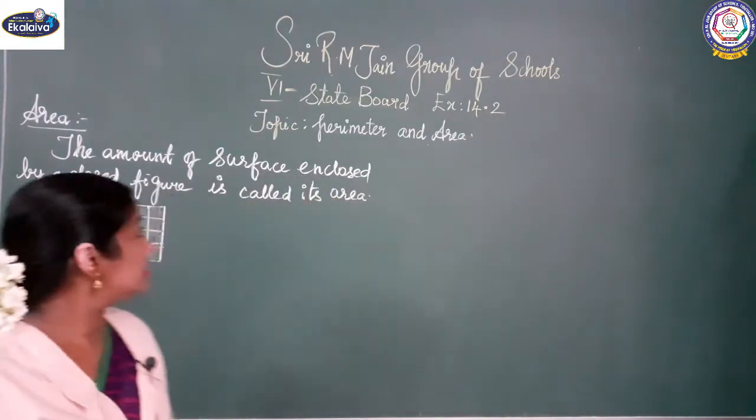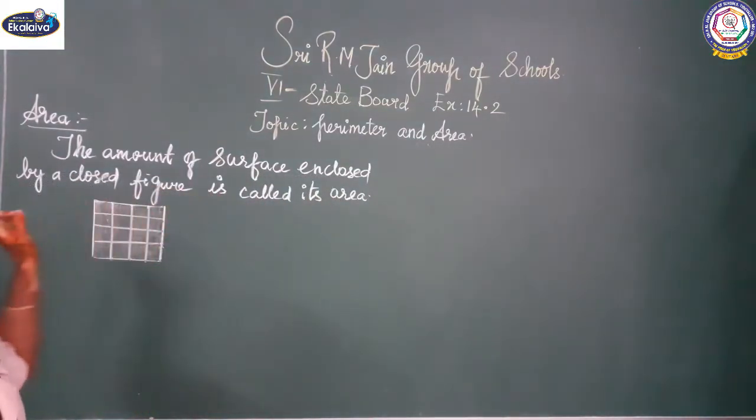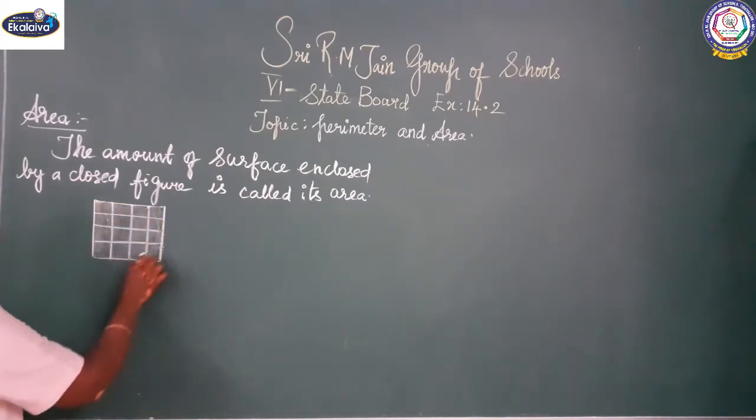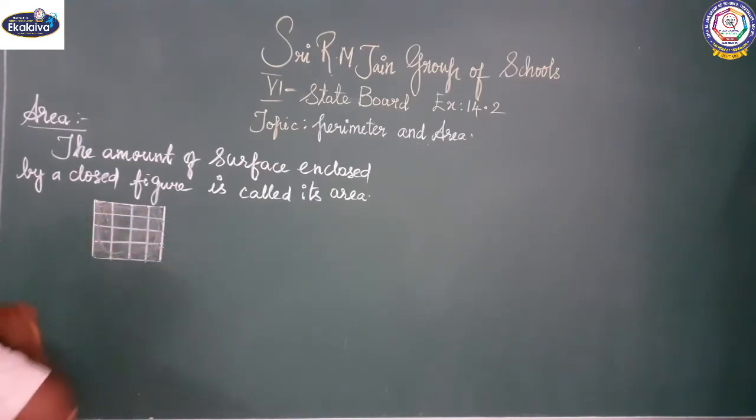See, area means the amount of surface enclosed by a closed figure. See, inside the shape, no? So, whatever the shape covers inside is said to be an area. Got it? So, I am going to find out the area of a rectangle.